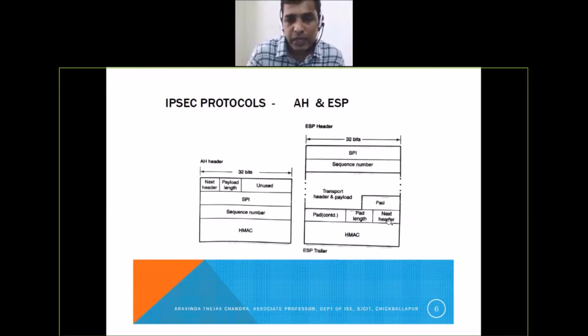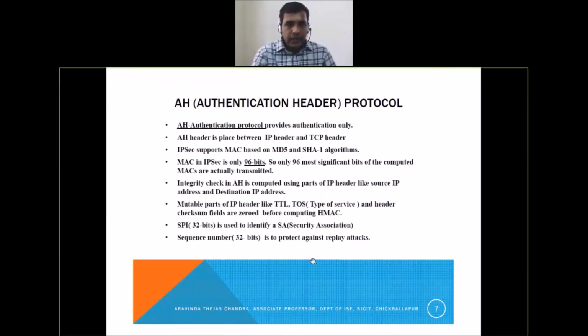Next, similar to the next header in AH, ESP also has a next header, followed by HMAC. This part forms the ESP trailer, where next header, pad length and HMAC form the ESP trailer. So ESP has both header and trailer, whereas the AH protocol has only a header. Now let's discuss in detail.